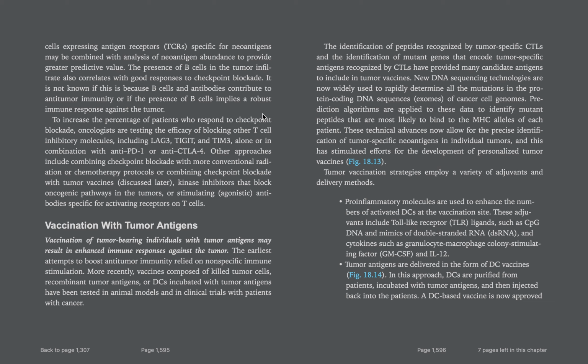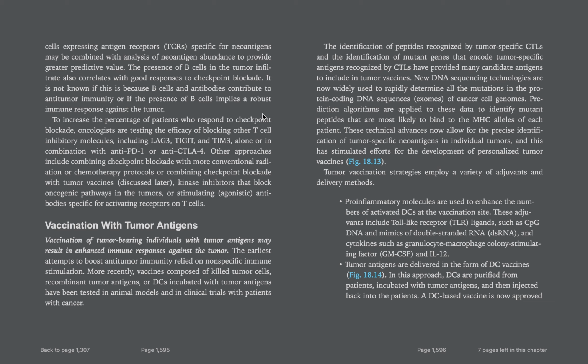The identification of peptides recognized by tumor-specific CTL and the identification of mutant genes that encode tumor-specific antigens recognized by CTL have provided many candidate antigens to include in tumor vaccines. New DNA sequencing technologies are now widely used to rapidly determine all the mutations in protein-coding DNA sequences, the exomes, of cancer cell genomes. Prediction algorithms are applied to these data to identify the mutant peptides that are most likely to bind to the MHC alleles of each patient.